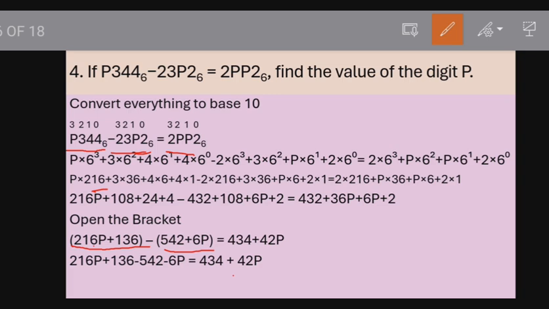Minus times 542 is going to give us minus 542. Minus times plus is minus. So that's why we have minus 6p equals to 434 plus, bring down these ones, 434 plus 4p.